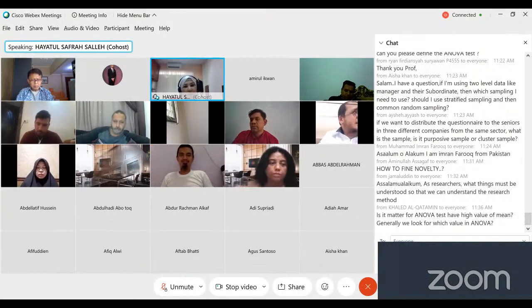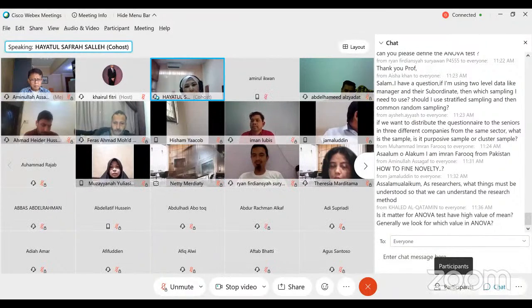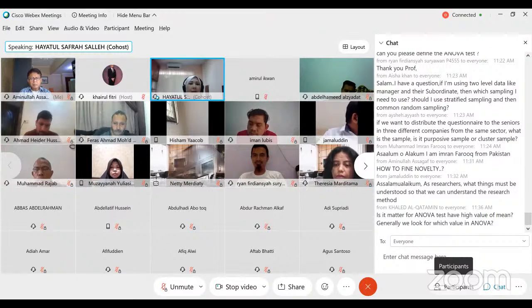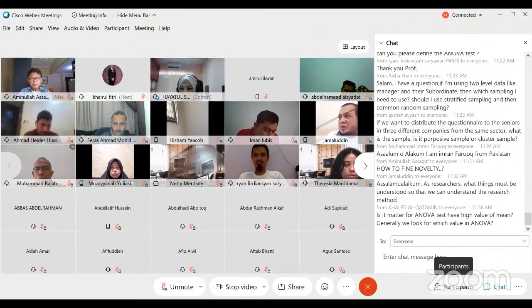You cannot choose ANOVA. But if there are more than 2 groups, 3, 4, 5, and so on, you can use ANOVA. All right? Okay, you want to see the differences among them. All right.